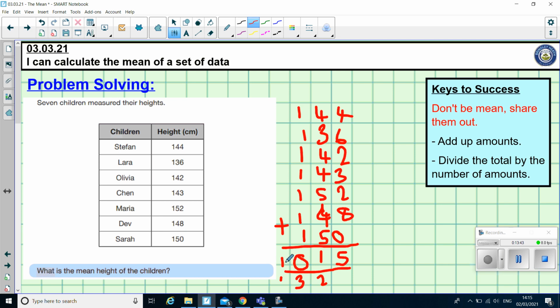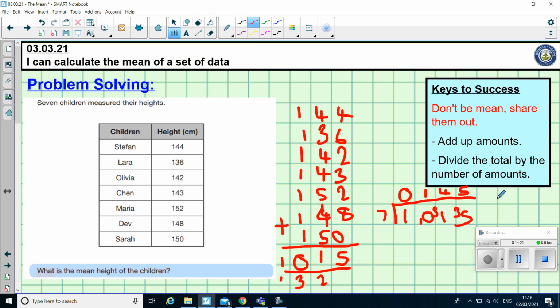So I've got 1015. I'm not finished yet though, because remember I've got to do that divided by 7. So I've got 1015, and then I'm dividing it by 7. How many 7s go into 1? That's 0. How many 7s go into 10? That's 1. Carry my 3. How many 7s go into 31? That's 4 with 3 left over. And then how many 7s go into 35? That's 5. So my mean height of the children in this table is 145 centimetres.